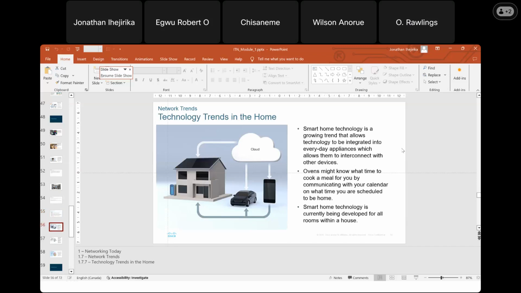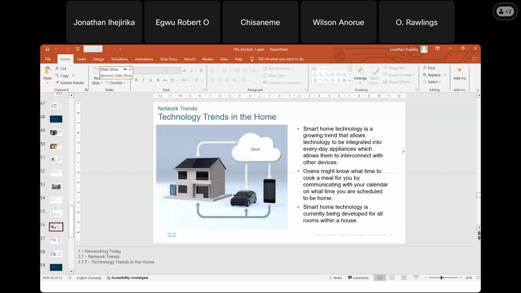So smart home technology is a growing trend that allows technology to be integrated into everyday appliances, which allows them to interact with other devices. Often ovens might know what time to cook a meal for you by communicating with your calendar or what time you are scheduled to be home.